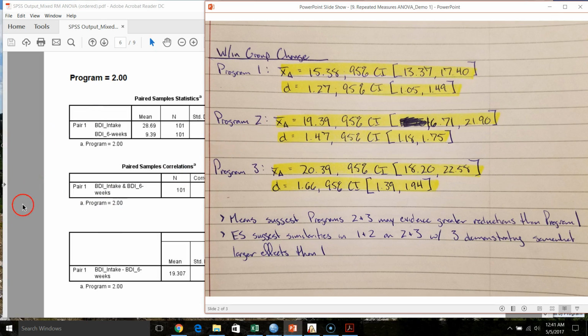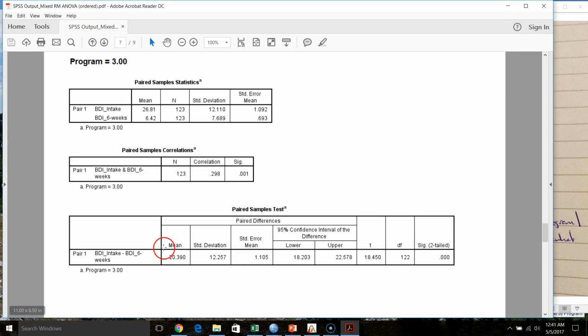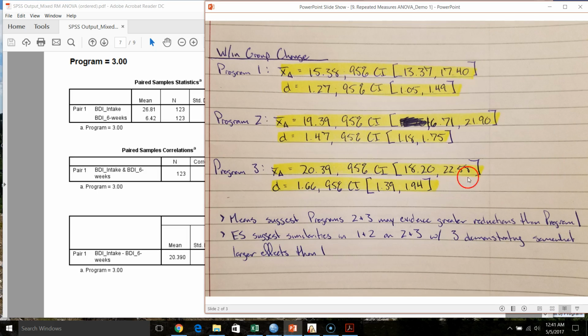Same thing if we go down to Program 3. We see a 20-point reduction, at least in terms of absolute magnitude within this sample, with confidence intervals around our point estimate running from about an 18-point reduction to 22.5-point reduction. So if we run our effect sizes here, we get about 1.66, so close to 1.7 standard deviation reduction from intake to week 6, with an interval around that point estimate running from about 1.4 to close to 2 standard deviation reduction.